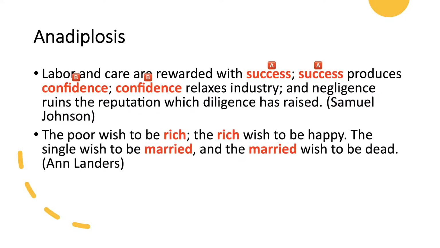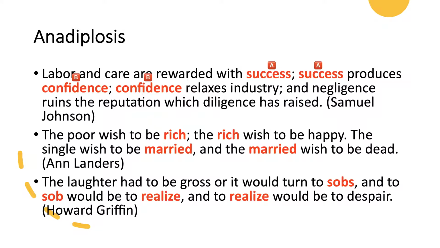I give another example. So we have rich at the end of one clause, rich at the beginning of the next clause, married at the end of one clause, and then married at the beginning of the next clause. The final example that I give here is: the laughter had to be gross or it would turn to sobs. And to sob would be to realize, and to realize would be to despair. And you can see how sobs ends one clause and begins the very next clause. Realize ends one clause and begins the very next one.